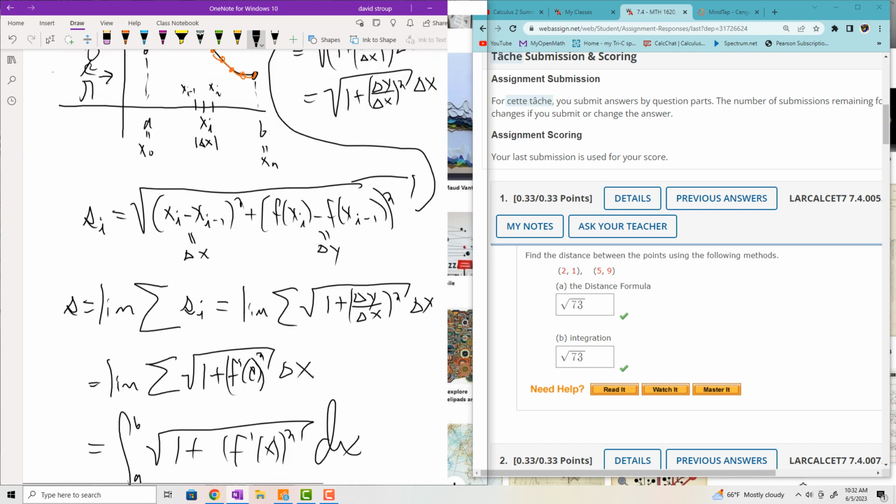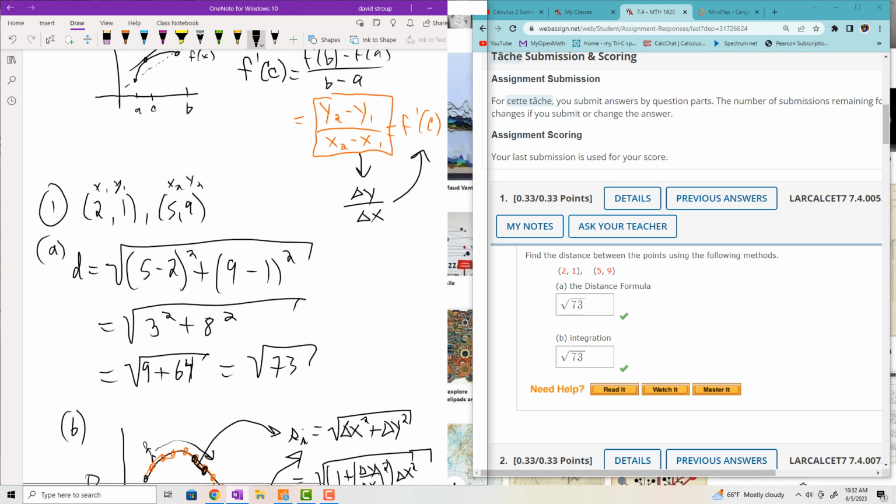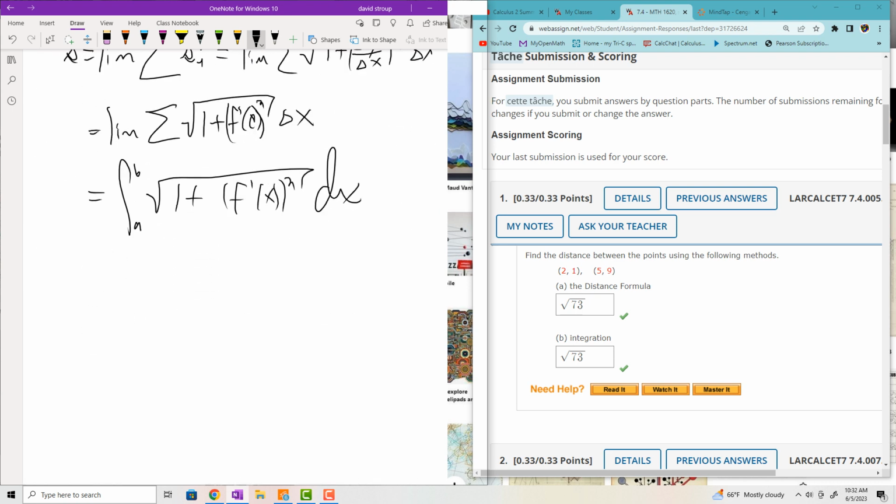But okay, let's apply this to this particular problem given in the book. So part b, we want to find the length from (2, 1) to (5, 9). In order to pull this off, we're going to need a function of some sort for our integral. To get our hands on the function, how are we going to do that? Well, you have 2 points. You can make the equation of the line from that.